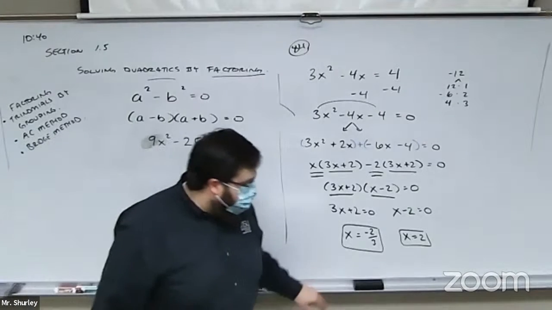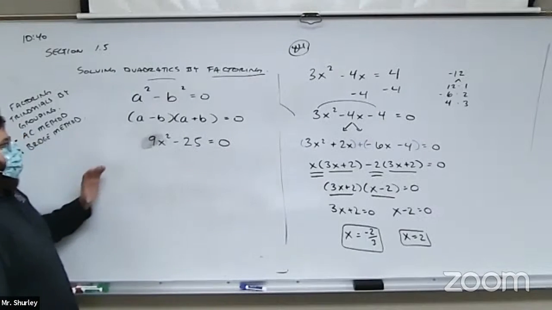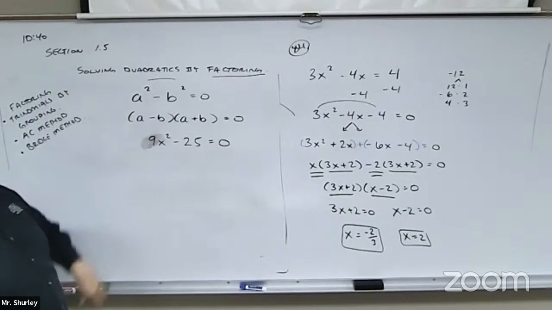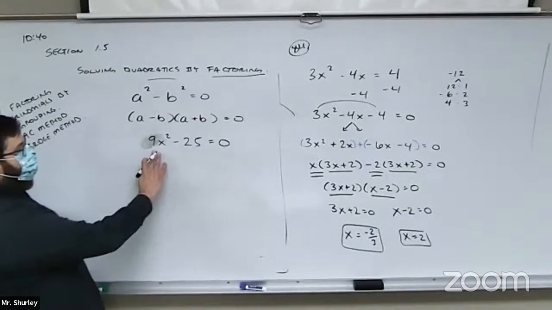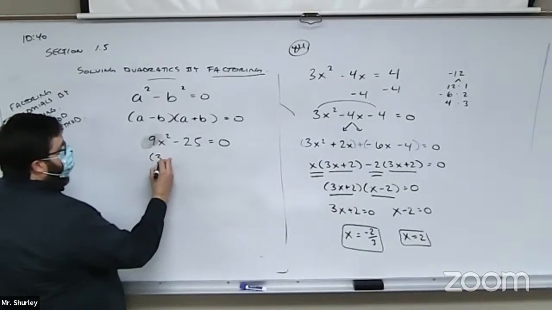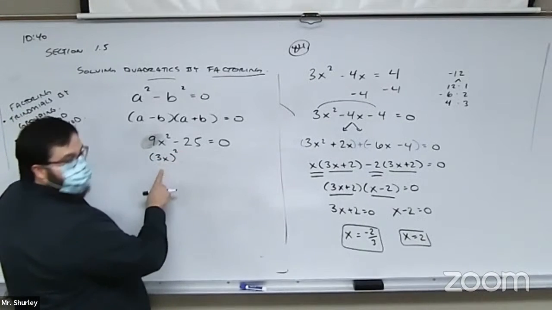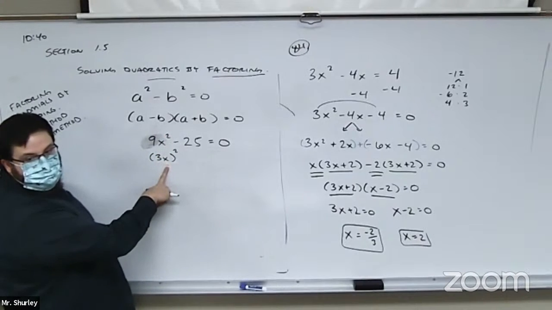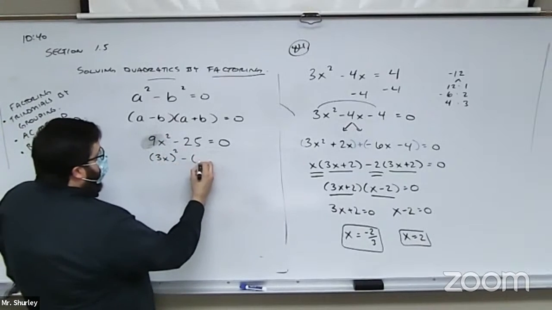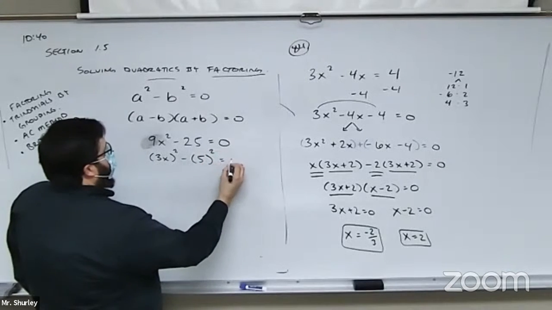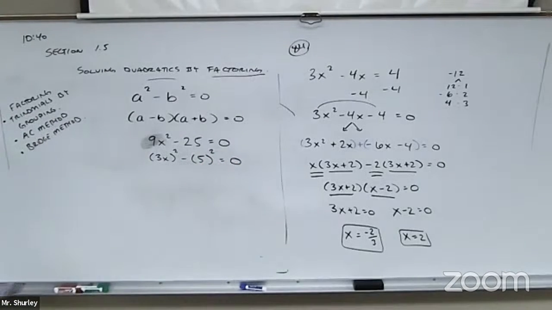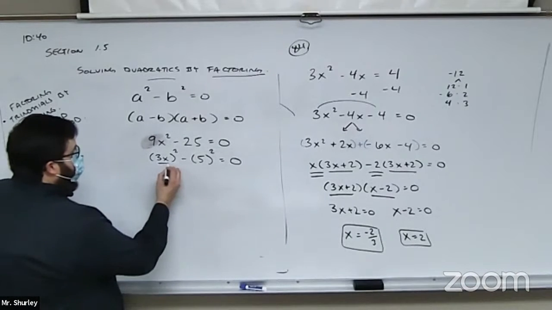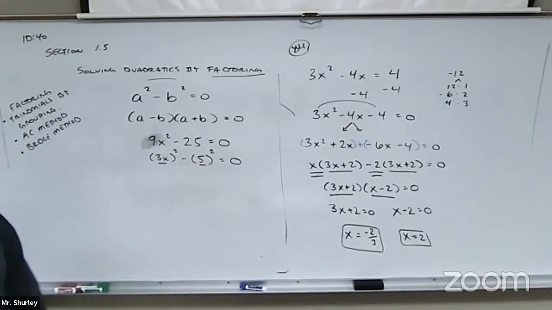9x squared minus 25 equals 0. Okay, this I can align with my difference of squares, because the first term I can write as 3x squared, right? Because 9x squared, 3 squared is 9, x squared, of course, is x squared. 25 is 5 squared, right? So that's my A and that's my B. There's my A and there's my B, okay?